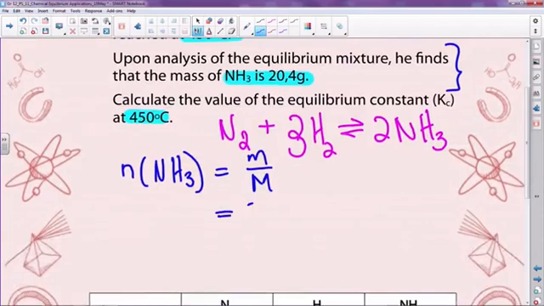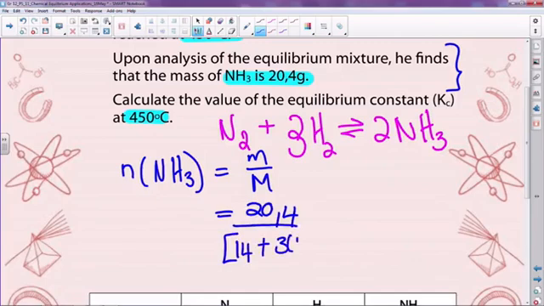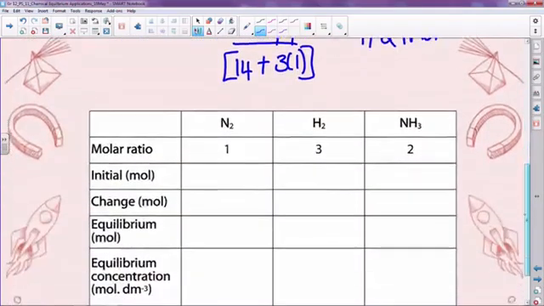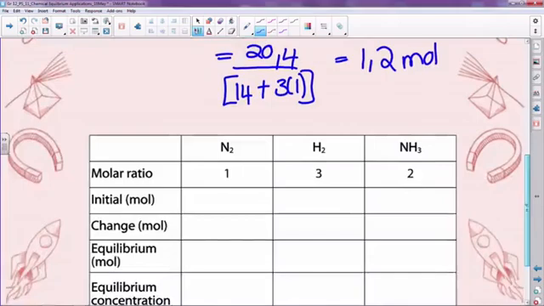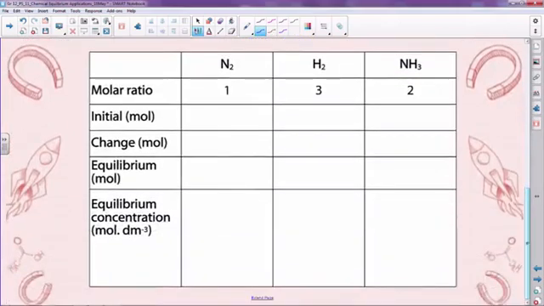The mass is 20,4, and the molar mass of ammonia is going to be 14 plus 3 times 1, that's the hydrogen. And what we get here is 1,2 moles. Now this question was actually worth a lot of marks, but that gets you marks, just being able to convert that to number of moles. So now when we have our table, remember this is how we set it up, and I like to put in a second line over here because that helps me distinguish between my reactants and products.